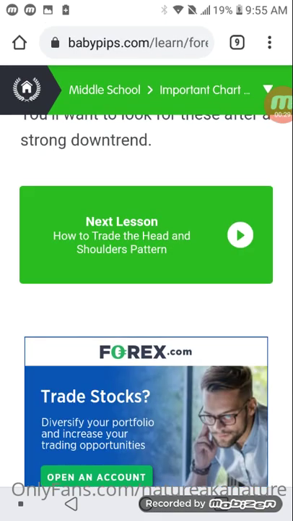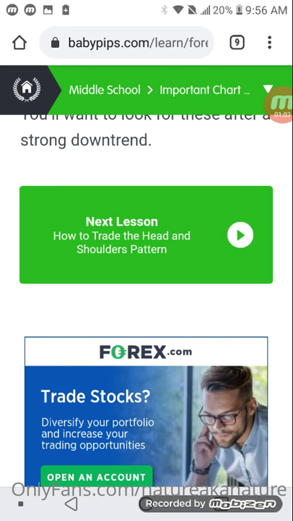In the next lesson, we're going to learn how to trade another important chart pattern that you're going to see in the market. Remember, these are chart patterns. These are not single candlestick patterns, these are not double candlestick patterns, and these are not triple candlestick patterns, which we went over already. These are chart patterns. That's the difference, and I wanted you guys to know that for sure.